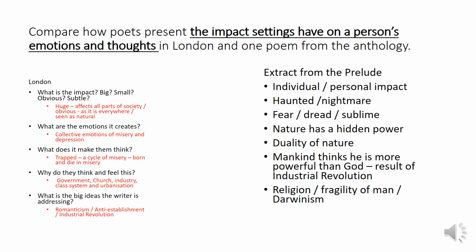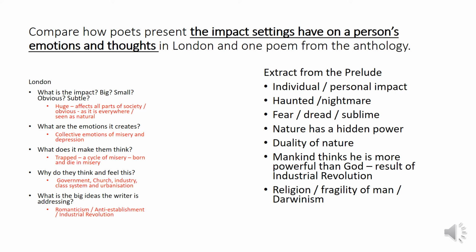We've also got this idea that mankind thinks he's more powerful than God. Here we've got a man going out on a boat and thinking he's in control, he's in charge, and then suddenly nature reminds him that there's something bigger and powerful. And that could be a point of the Industrial Revolution, because man thought he was controlling the world and he could control the world, and yet in this poem it's nature that is the thing to be scared of.